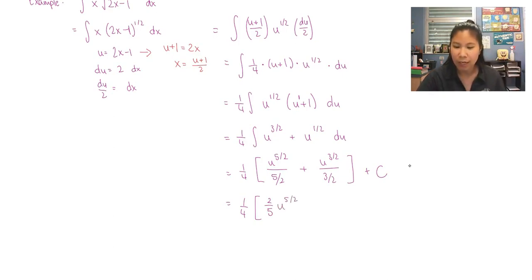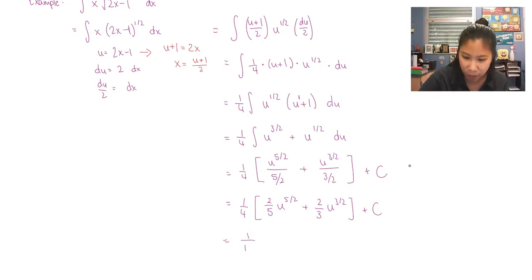So instead of dividing by 5/2, this is really multiplying by 2/5, and multiplying by 2/3 for my other term. Okay, and then now I can just distribute that 1/4 that was in front. So I end up with 1/10 u to the 5/2 power plus 1/6 u to the 3/2 power.